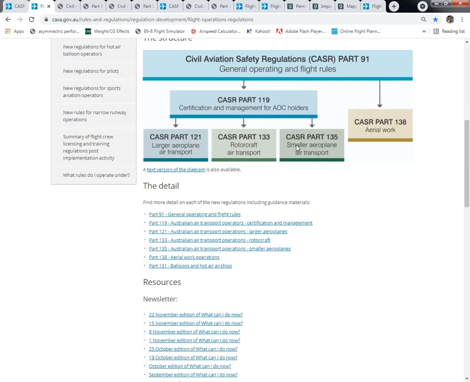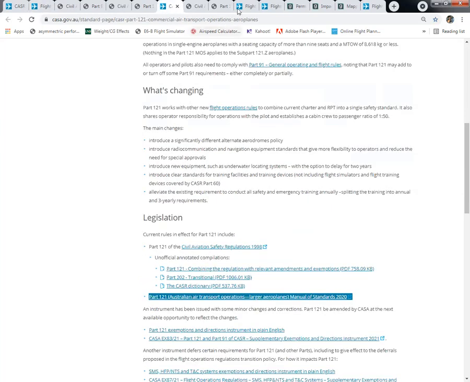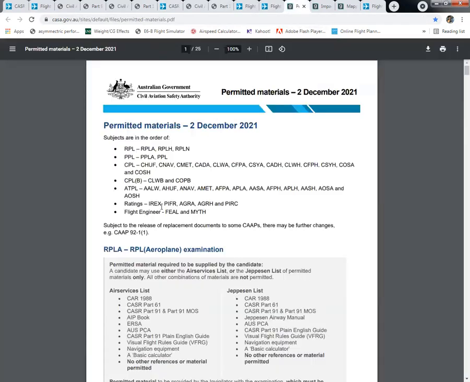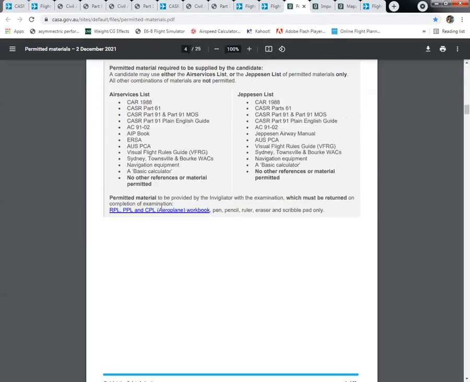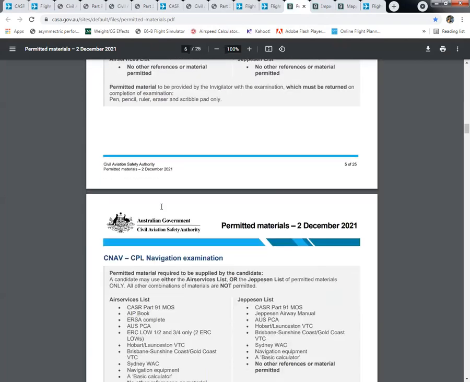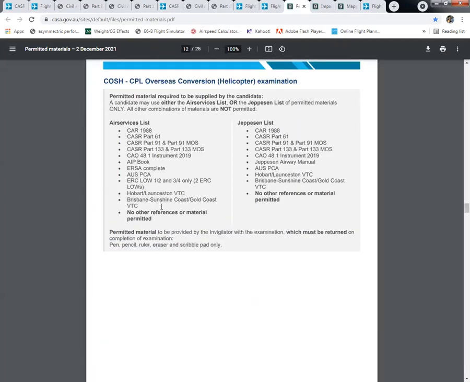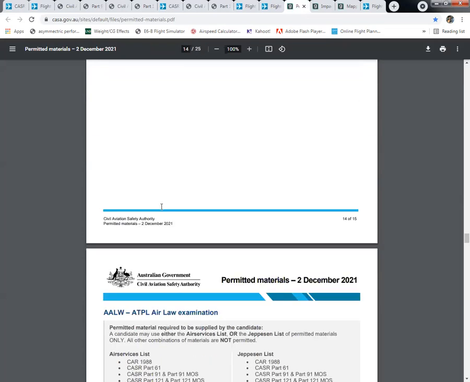Small stuff, the smaller aeroplanes, which doesn't mean 5700 kilos, means less than 9 seats and less than 8,618 kilos, and aerial work. But you don't get to take the aerial work CASA with you into any of the flight crew exams. So if you have a look at what you're actually allowed to take with you, you can see the permitted material for, go to the ATPLs here, for AALW, go right through this. This is off the CASA's website. To get balloon. So there we go.